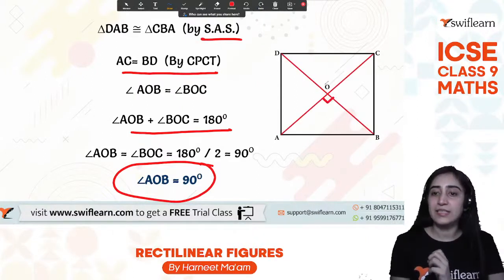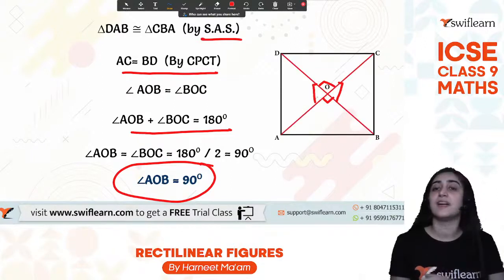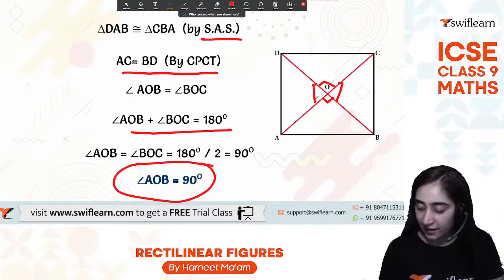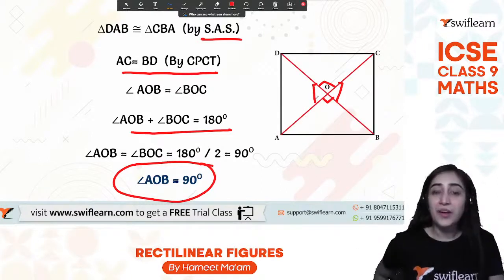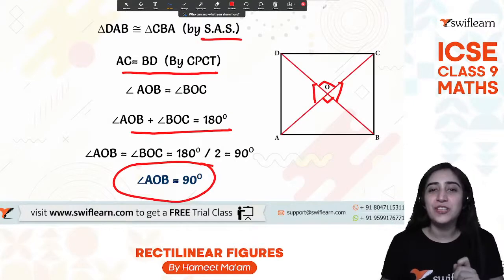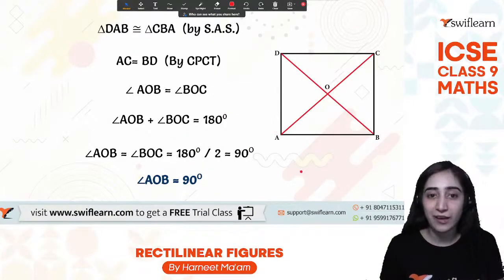Now this angle is 90 degrees, this one is equal to it, this is 90 degrees, these are opposite angles, and that gives me that the opposite angles are equal. That comes out to be 90 degrees. All right, so that's it for today. I hope you have understood this, how to do a congruency of a square, right?